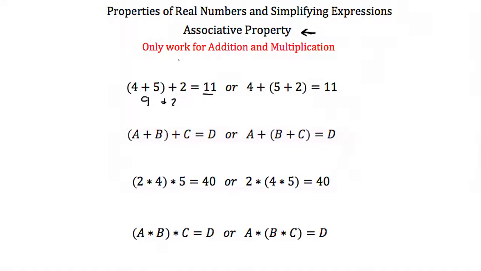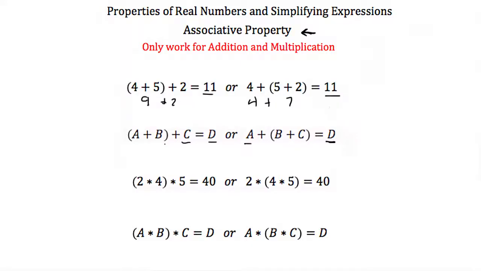But if I wanted to, I could put the 5 and 2 together, and 5 plus 2 would be 7, and then 4 plus 7 is still equal to 11. So it doesn't matter if I group or associate what number with what. So I can put A and B together, and then add C and get a D. Or I can put B and C together, and then add A, and I would still get D.